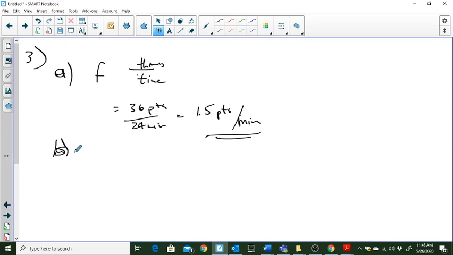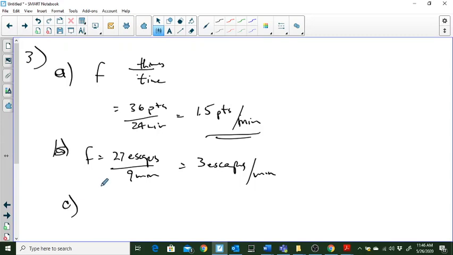That's supposed to be B. A roadrunner who escaped Coyote 27 times in 9 minutes. So a frequency, 27 escapes in 9 minutes. And that's equal then to 3 escapes per minute. Did you ever watch Bugs Bunny Roadrunner when you were growing up? I realize you're all mature and grown up.